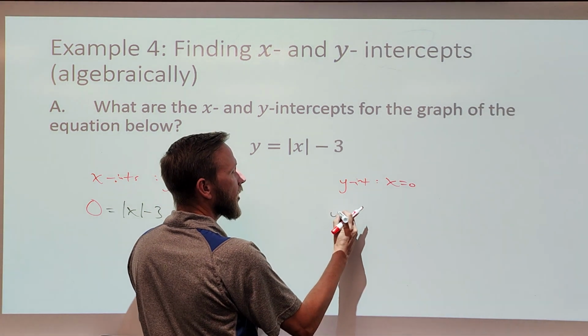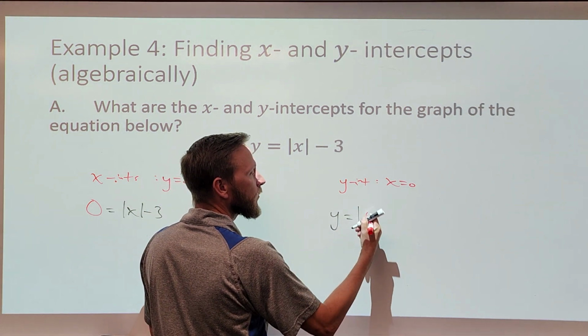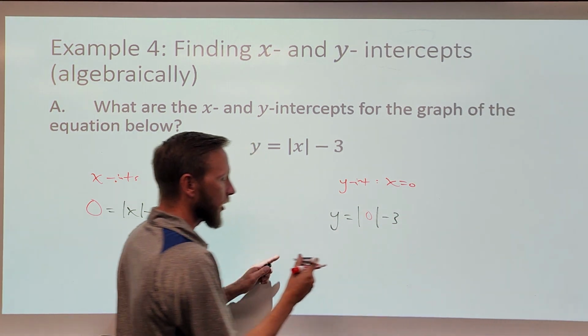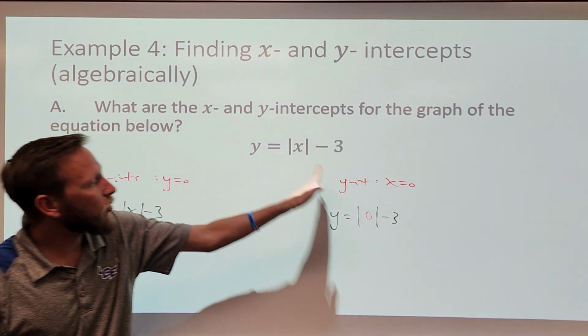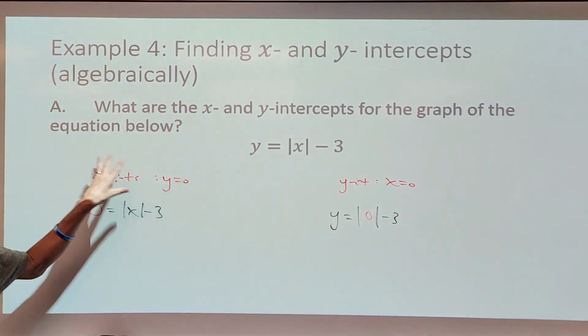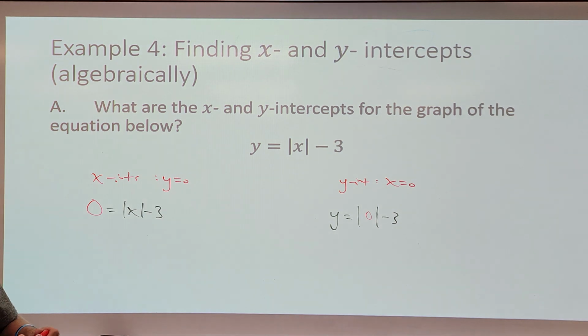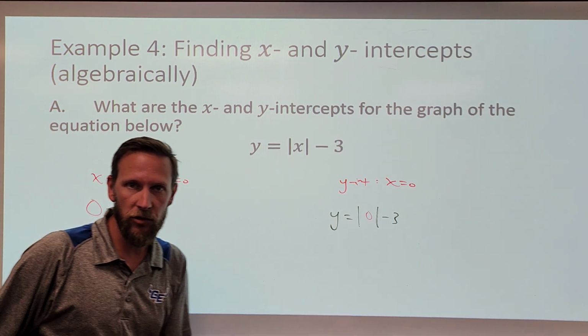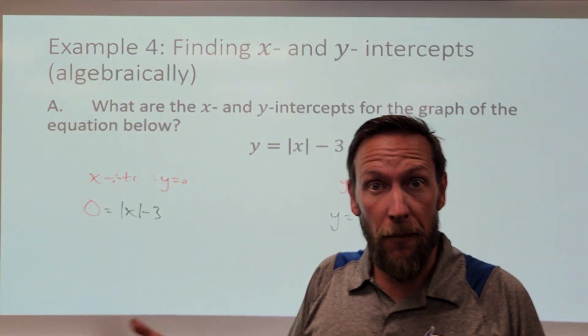And we want to be able to say that y equals the absolute value of 0 minus 3. All right? If x equals 0 gives me my y-intercept and y equals 0 gives me my x-intercepts, then I should be able to create these equations and either evaluate or solve them as needed.